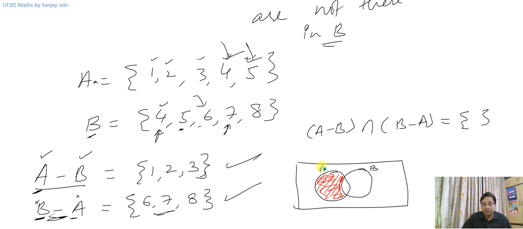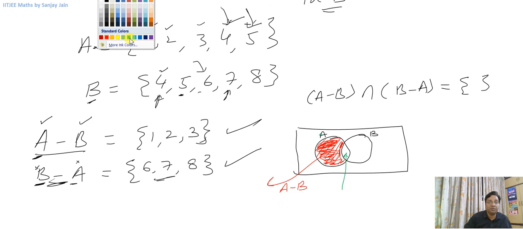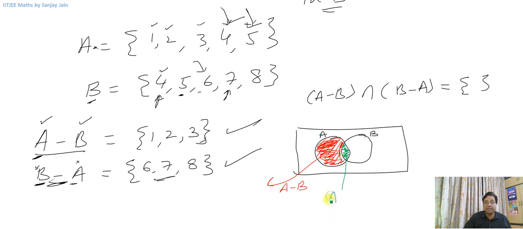This common area will not be there in A minus B, because this common area belongs to both A and B, right? But I need only the elements that are there in A and not in B. So the area that I've shaded in red is the area that gives me A minus B. And obviously you know what the common area in green gives me. This area is A intersection B, the common area to both of these sets.